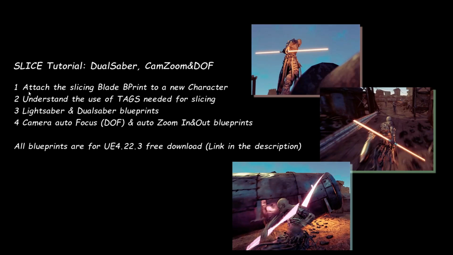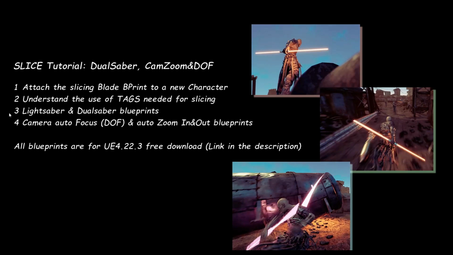In the first two steps, we will go inside the blade blueprint, and I will explain the most important things when you want to attach this blueprint to your character or a new character, if you have your personal character with your animation and so on. The second step is very important: how to use the tags I put on each actor. Each actor in the level is identified by a tag, so it is very important to follow this part.